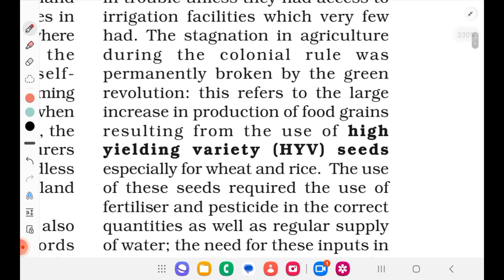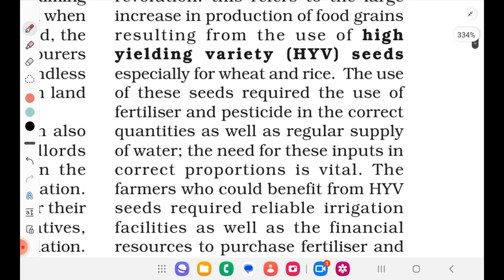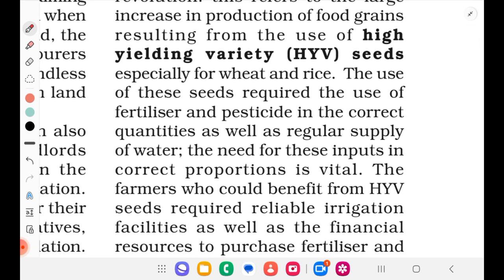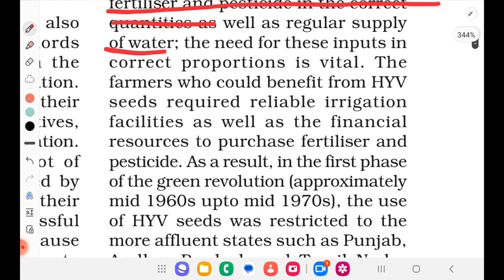This refers to the large increase in the production of food grains resulting from the use of high-yielding variety HYV seeds, especially for wheat and rice. The use of these seeds required the use of fertilizers and pesticides in correct quantities as well as regular supply of water. The need for these inputs in correct proportion is vital. The farmers who could benefit from HYV seeds required reliable irrigation facilities as well as the financial resources to purchase fertilizers and pesticides.